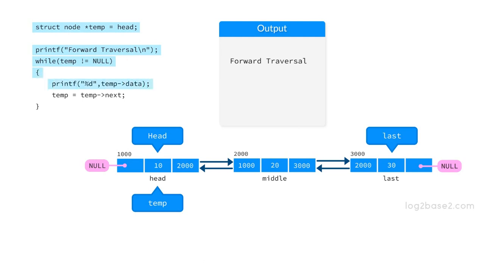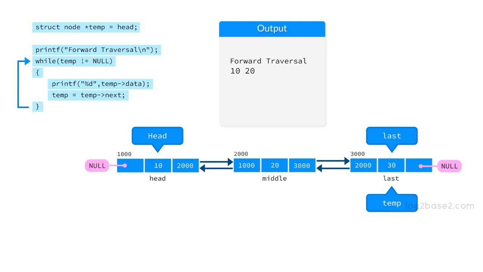So print the data which is present in the temp node, which is head now. So it prints 10 and move temp to the next node. So now temp points to 2000. Now check the condition and it holds. So print the data at address 2000, which is 20. Now move temp to the next node. So now temp equal to 3000.